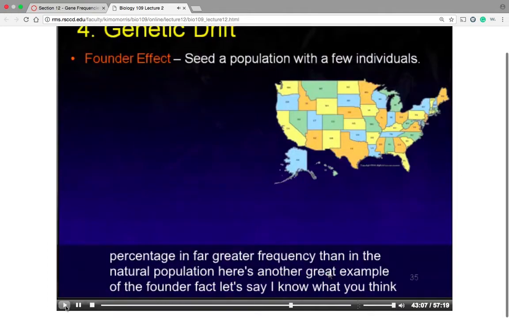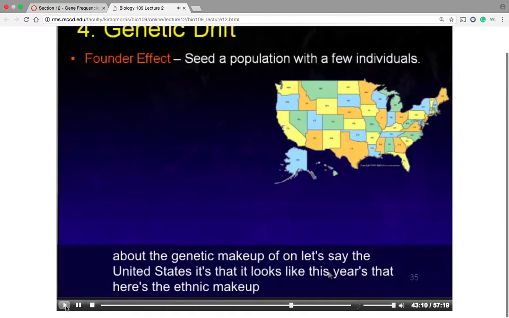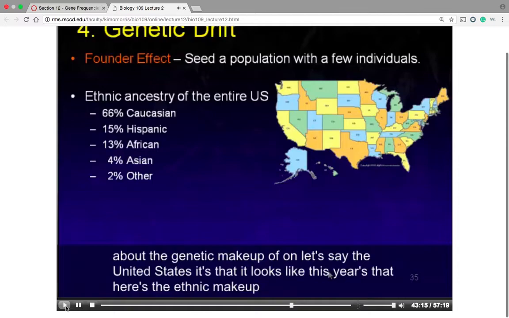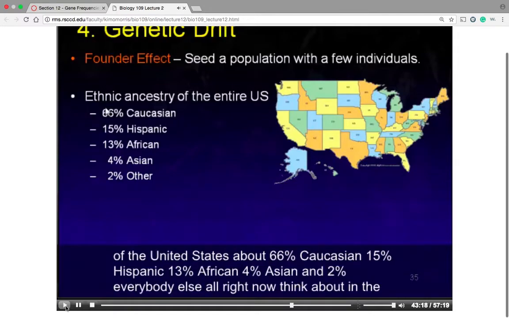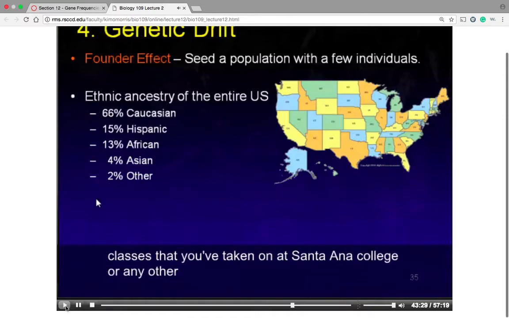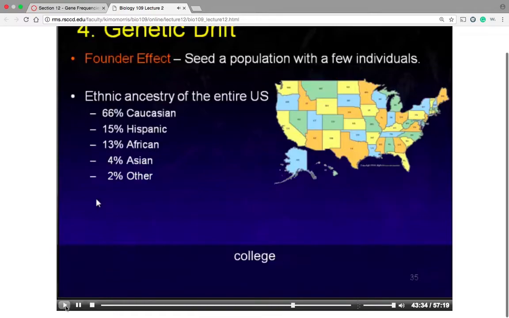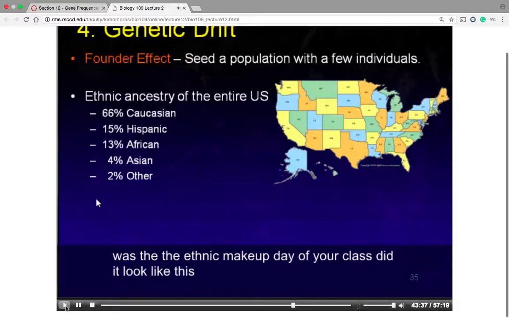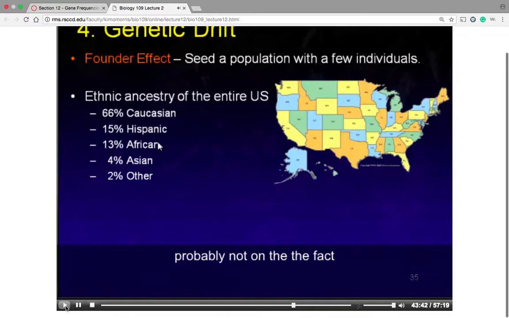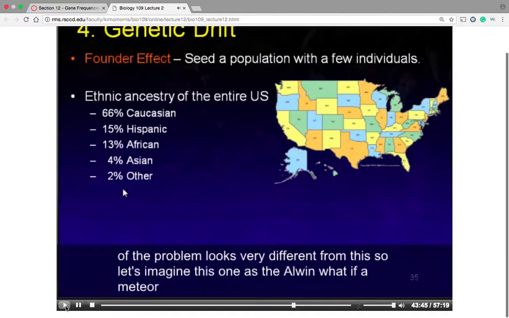I want you to think about the genetic makeup of, let's say, the United States. It looks like this. Here's the ethnic makeup of the United States. It's about 66% Caucasian, 15% Hispanic, 13% African, 4% Asian, and 2% everybody else. All right. Now, think about the classes that you've taken at Santa Ana College or any other college. Did the ethnic makeup of your class look like this? Probably not. In fact, it probably looks very different from this.